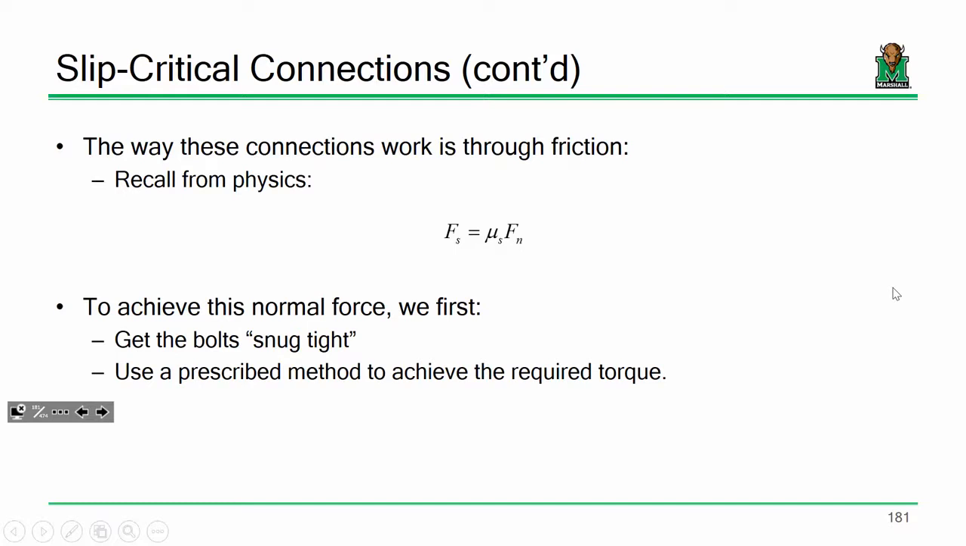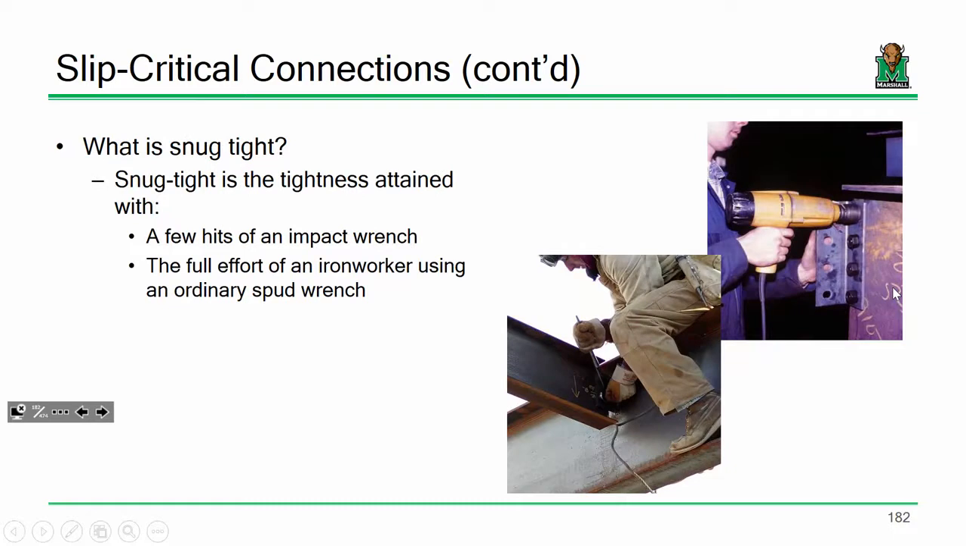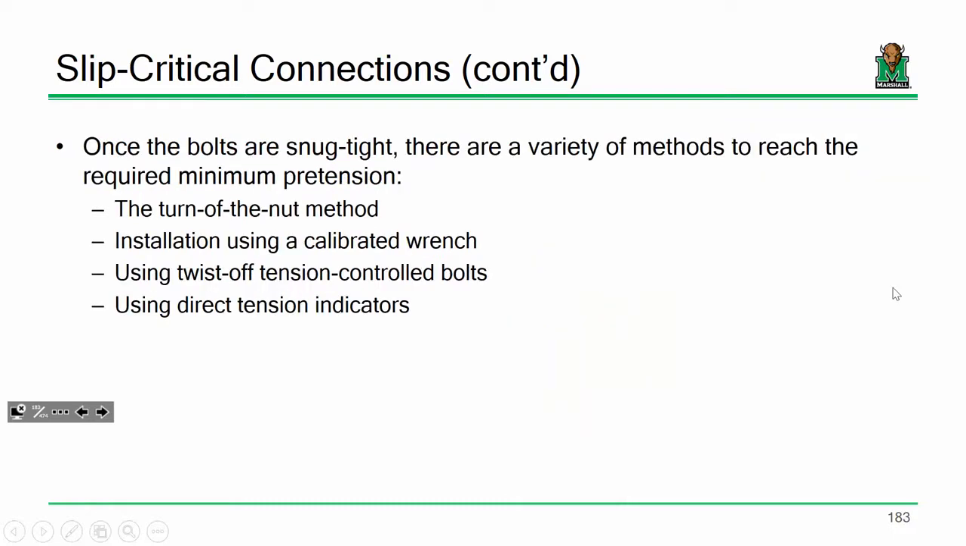Once you get the bolt snug tight, you've got to use one of the prescribed methods to achieve the required torque. Now, what are those prescribed methods? Okay, there's a number of them. I'm going to show you a video. I think I have a copy of it on the V drive. But one of them is called the turn of the nut method. This is probably one of the most common ones because it doesn't really require any specialized equipment.